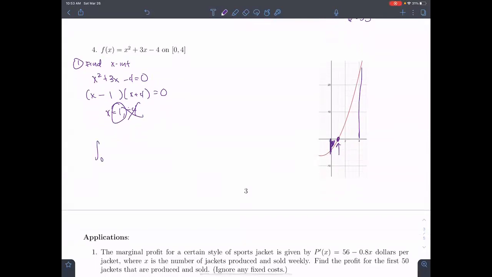So I'm going to go from 0 to 1 of this thing, and then add that to, I'm actually going to take the absolute value of this piece, and then add that to the area above. So that would be from 1 to 4. I don't need to take the absolute value of that because it's already positive.